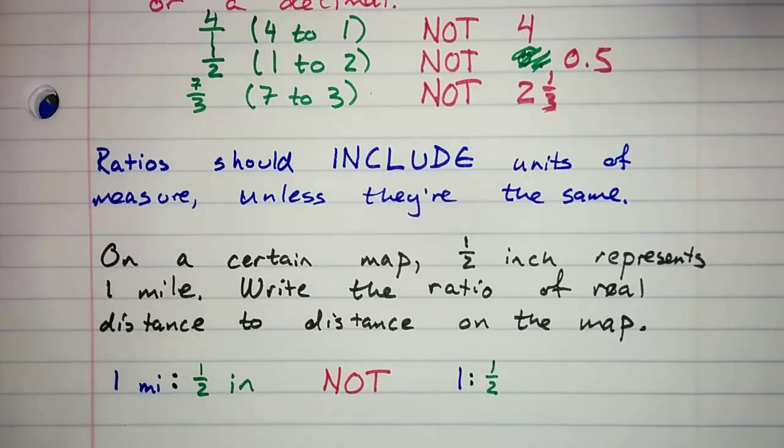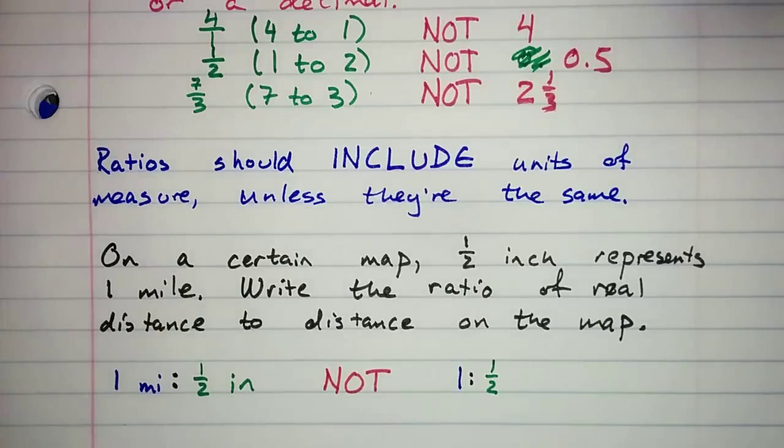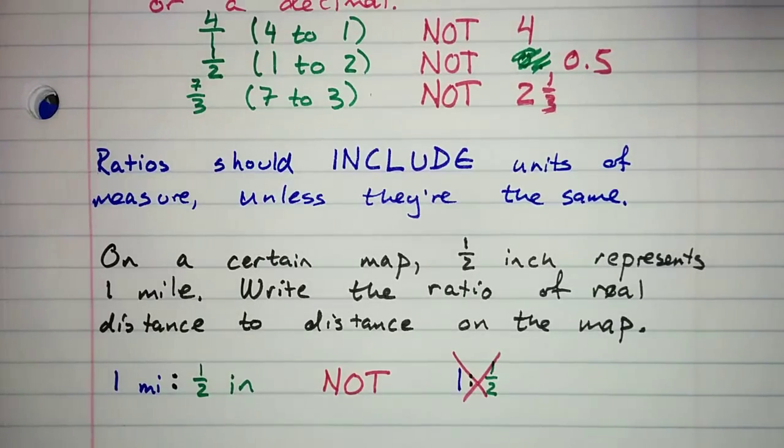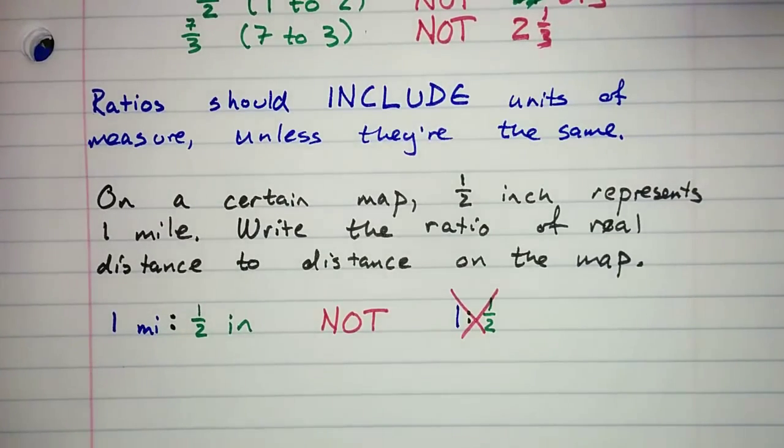Why? Because this suggests if I have one thing, no matter what the size, I get half of a thing of the same size on the map. And that's no good, right? All right, let's say we wanted to simplify this ratio. I think the easiest thing is to write it in fraction notation.